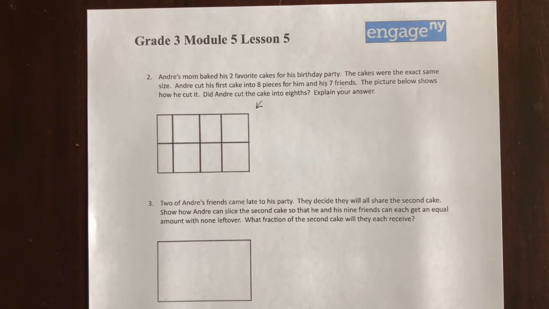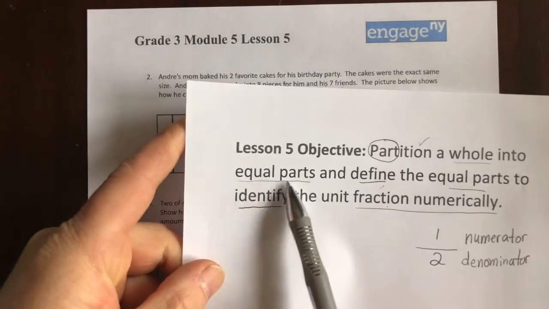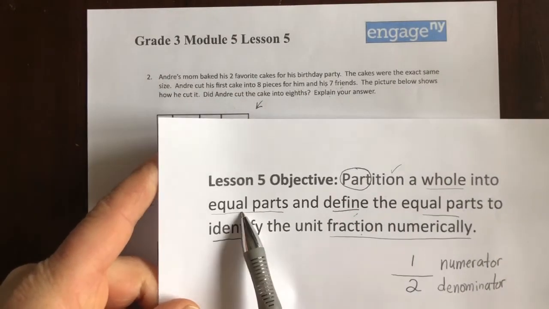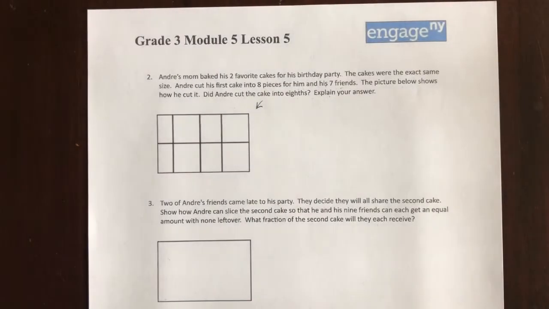Now, it is super important that when you are cutting something into fractions that you have equal parts. You need to cut the whole into equal parts. You need to partition it into equal parts. And if it's not equal parts, you do not have fractions. So this here is not fractions. So did Andre cut the cake into 8s? No, he didn't. Explain your answer. We're going to do that using that number of partition into equal parts, okay?